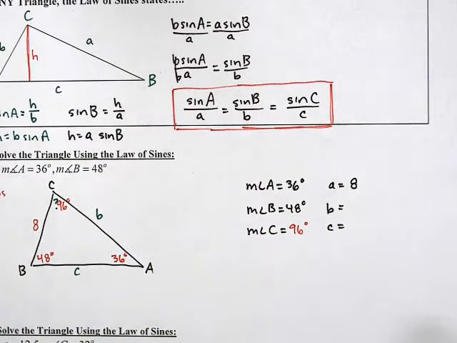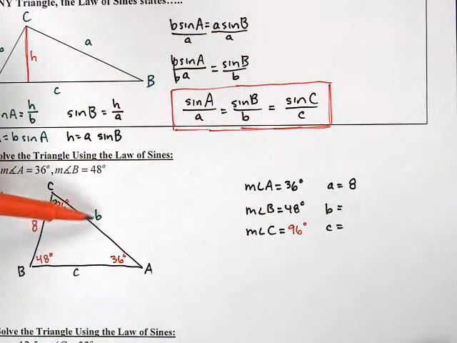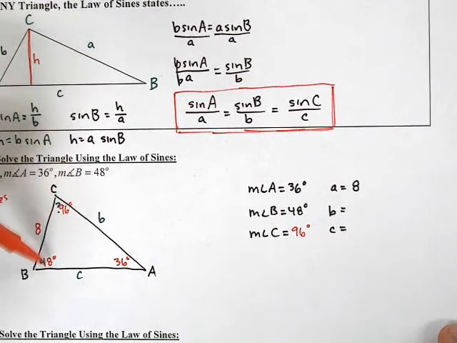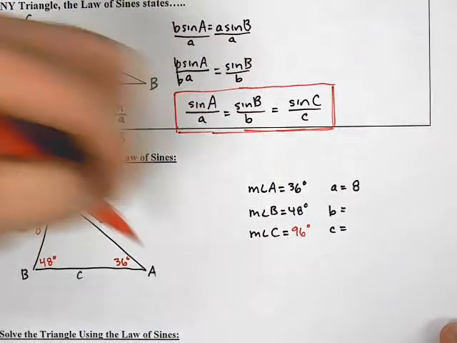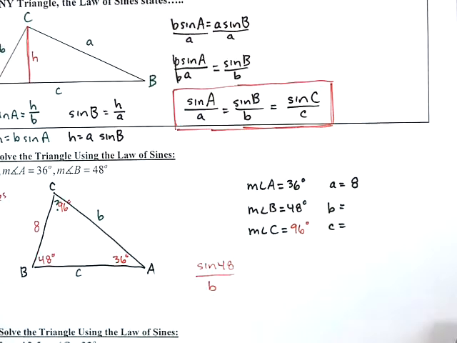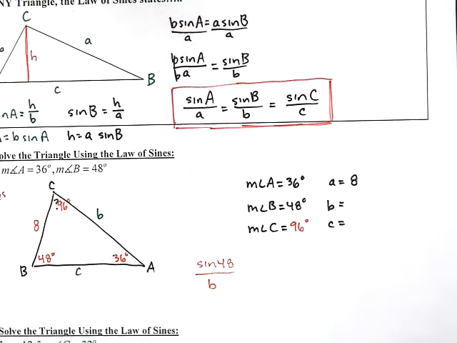You have to remember, you can't solve a proportion unless you have three things, right? You can only have one unknown, one variable. So could I get B and C at the same time? Absolutely not. You have to pick and choose accordingly. So let's say we want to get B first. If we want to get B, then our first fraction that we should write is the B pairing. So I'm going to use sine of 48 over B. That's the pair that I'm looking for right now.